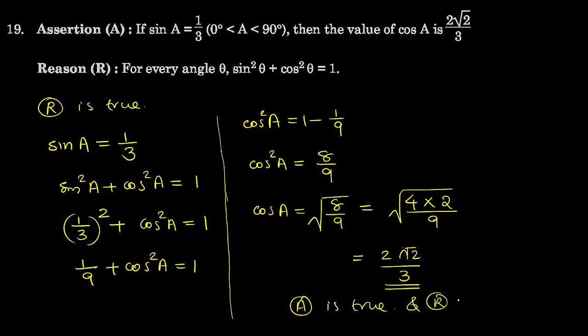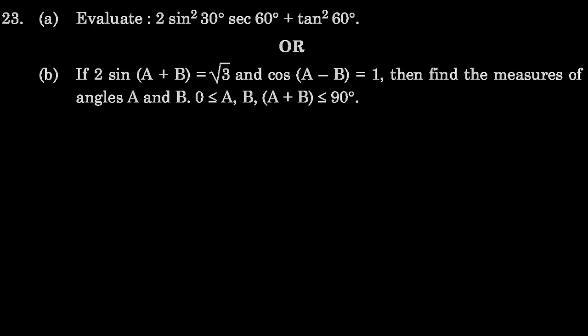And R is the reason. R is the correct explanation for the assertion, because I have used reason R, correct? Sin square plus cos square equal to 1. I have used that identity. Clear? What about this question? It's a simple question.